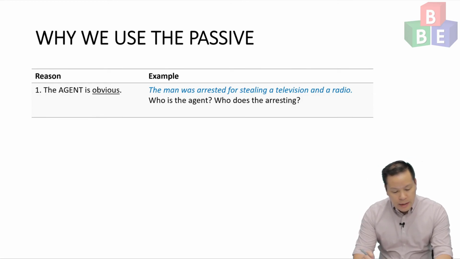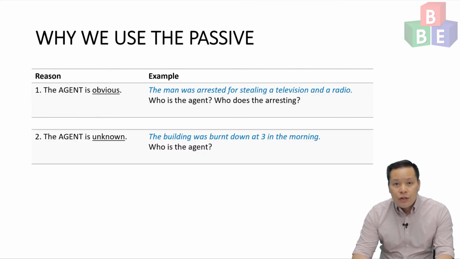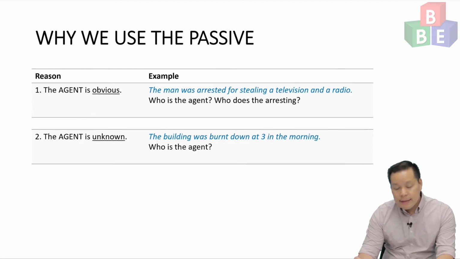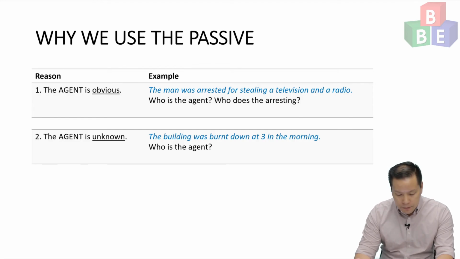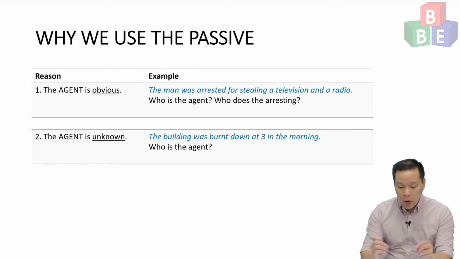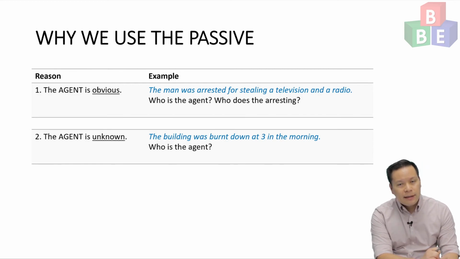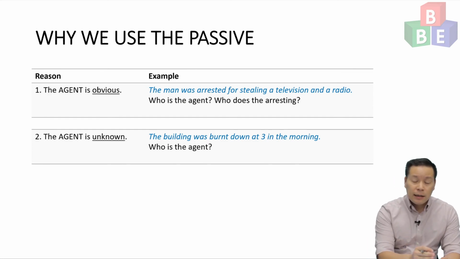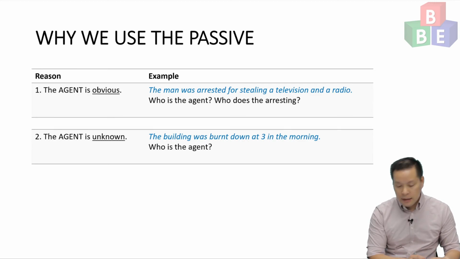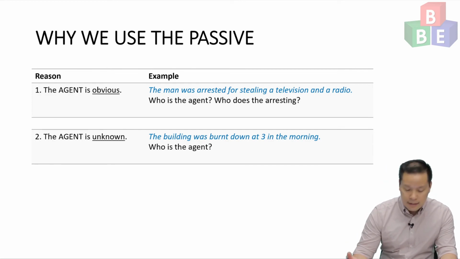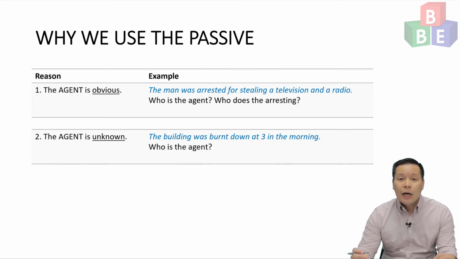Number two. We use the passive because the agent is unknown. For example, the building was burnt down at 3 in the morning. Who is the agent? Who does the burning down? Well, certainly not the building. A building does not set fire to itself. A building does not choose to burn itself. So in this case here, we know it's maybe some kind of criminal, but it could be an accident. So in this case here, the agent is unknown.